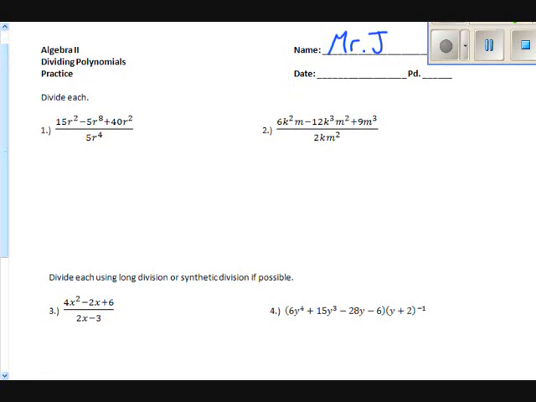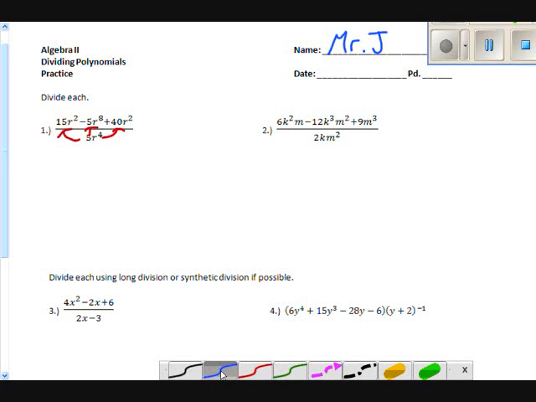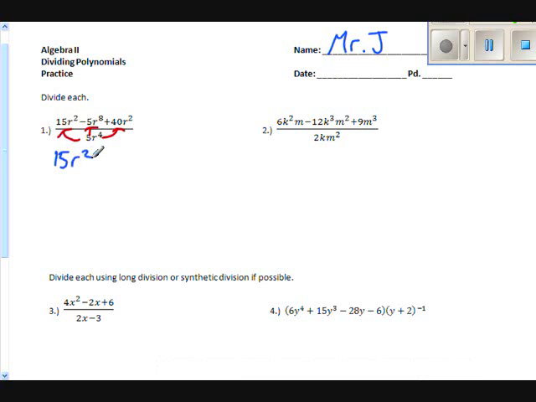If I look at the first one, I've got a polynomial divided by a monomial. And when I'm doing this, these are the easy ones. I just have to use my distributive property. So what I'm doing here is distributing the division to each of these terms. In other words, I'm going to take the first term, which is the 15r squared, and divide it by the 5r to the fourth. And then I'm going to take the next term and divide it by the 5r to the fourth. Then I'm going to take the last term and divide it by the 5r to the fourth.